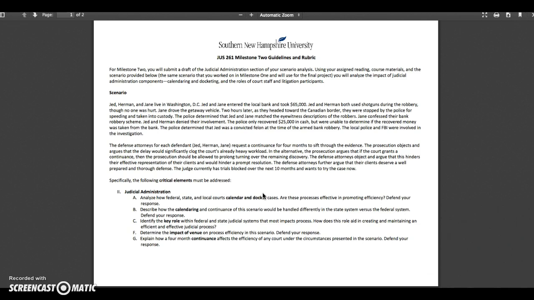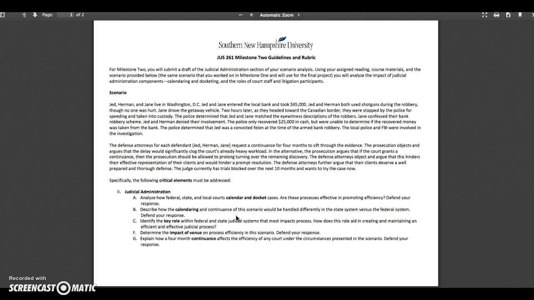All right. So again, pay attention to those, read that material, and then reference those resources as you complete that part of the assignment. Now, when it comes here to the next one about describe how calendaring and continuance of the scenario would be handled differently in state systems versus federal systems, I think what's key to remember here in part is the level of cases that each type of court handles.